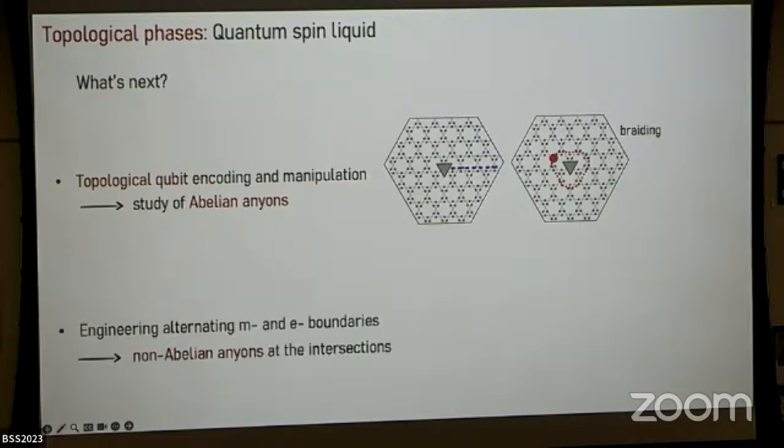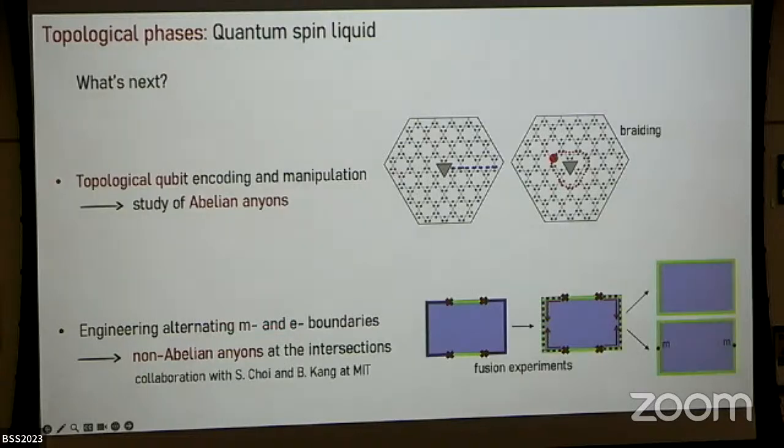But also another direction here is you can actually create non-abelian anions within this abelian spin liquid by engineering alternating M and E boundaries. So basically, if you have an M type of boundary that intersects an E type of boundary, then you would have a Majorana fermion here in the middle, and then you can do some fusion experiments to detect them. This is something that we're also trying to figure out how to do in the experiment, just to give you a quick overview.